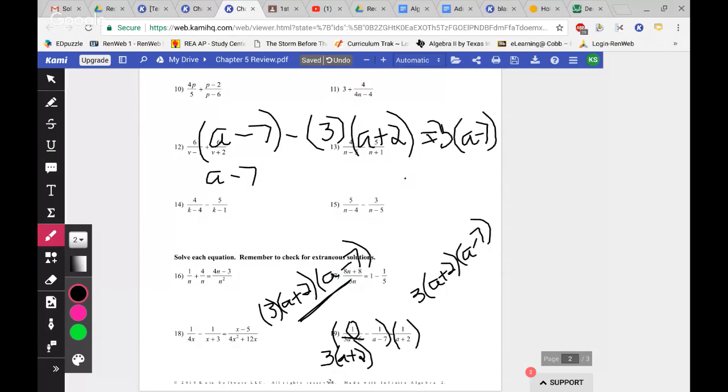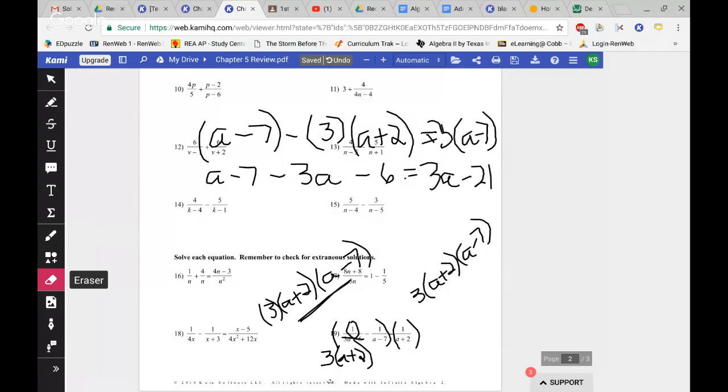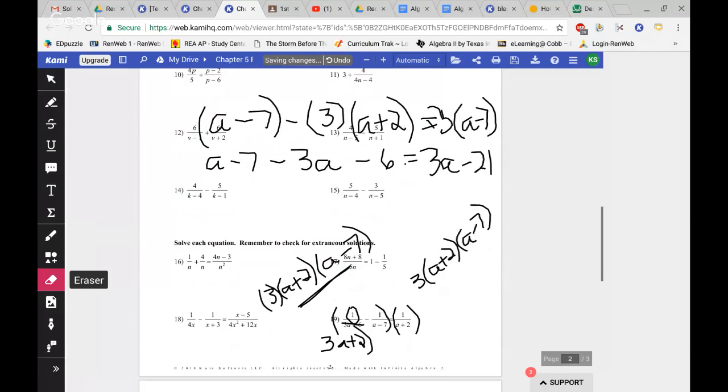This is actually thought of as a negative 3. So negative 3 times a is minus 3a. Negative 3 times 2 is, oops, my bad. There's one of those simple mistakes, Scott, that I was telling you about. Minus 6 equals, and then 3 times a is 3a, and 3 times a minus 7 is minus 21. Does everybody see where I got to that part?